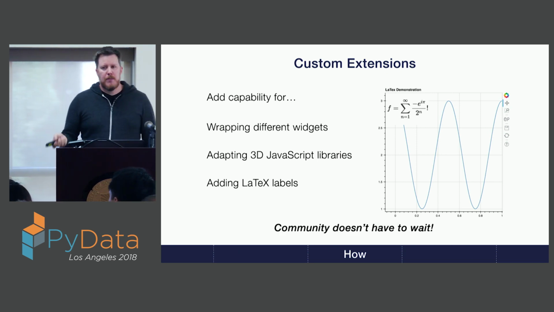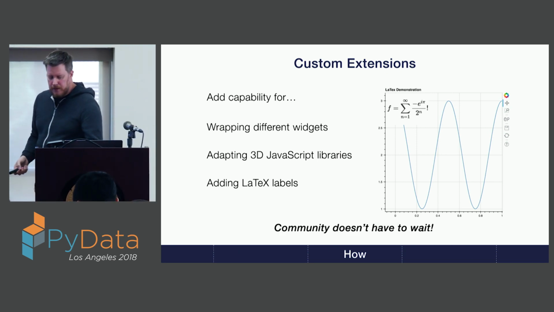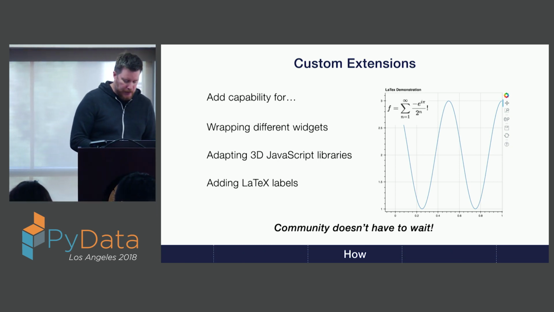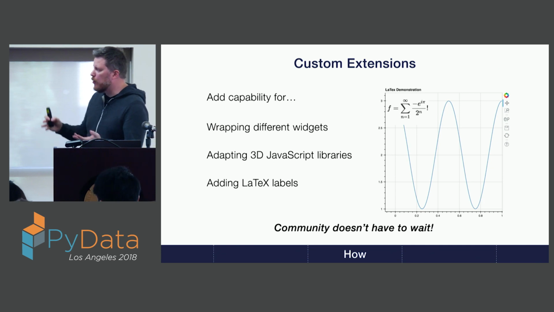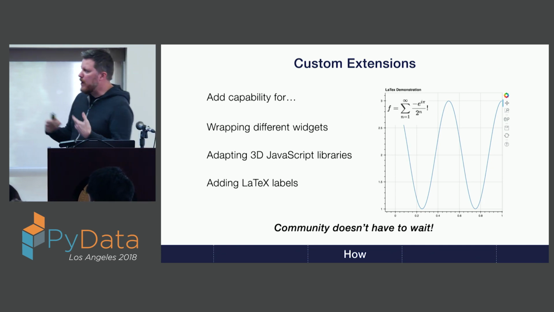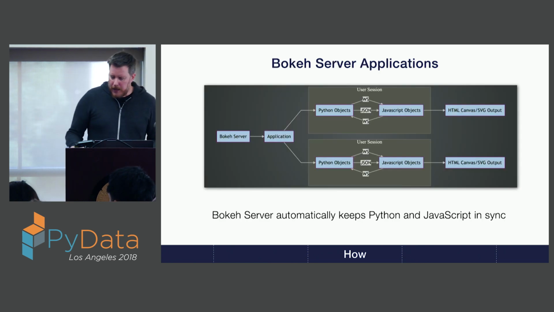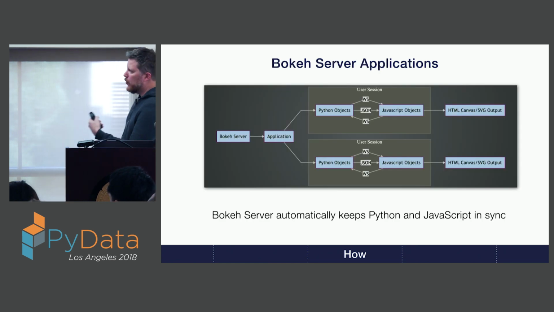And the main idea is just that the community doesn't have to wait on us, right? There's a lot of room here for people to create a lot of interesting extensions, and I think if we can get to a point where we can make the extensions easily shareable between people, it'll really magnify their value across the community. Okay. Last little bit before some demos is just talking about Bokeh server applications.